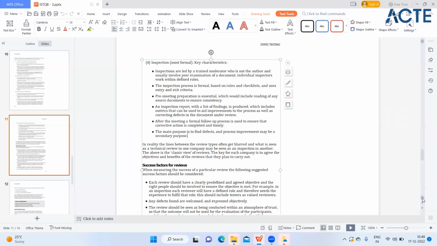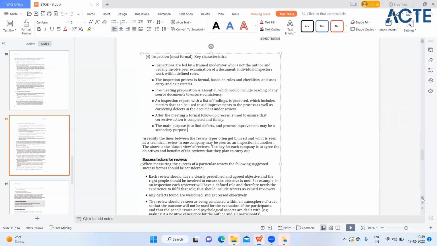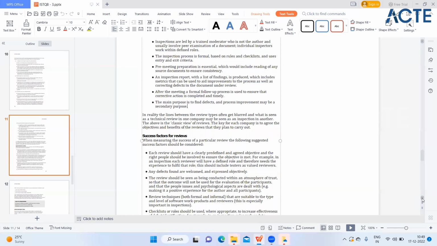So here we have reviewed the four processes which you have to remember. First is informal, second is walkthrough. After that, we'll have technical review, and the most formal review process is inspection, in which we have to document everything.